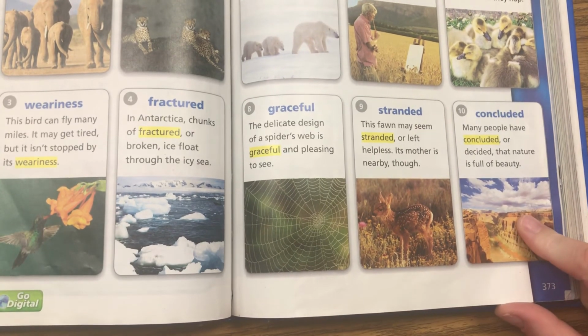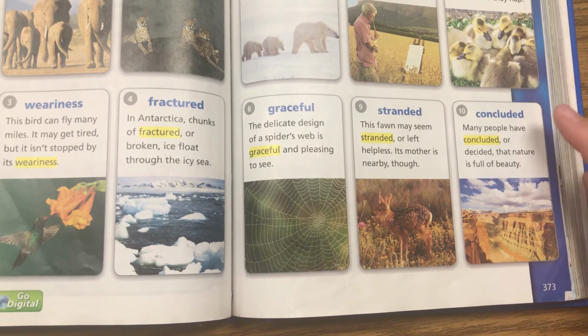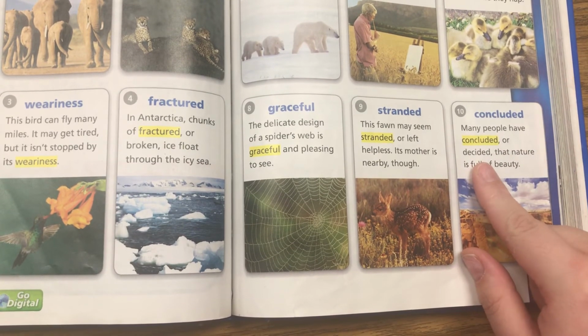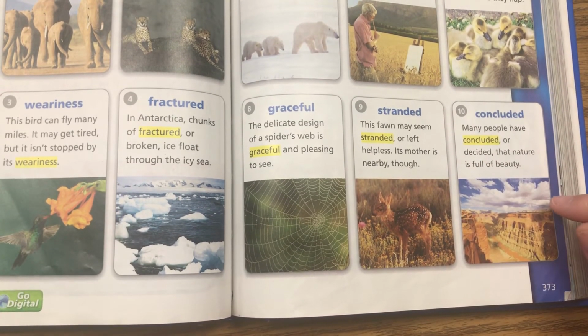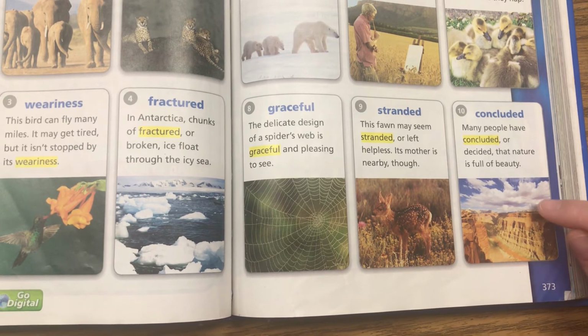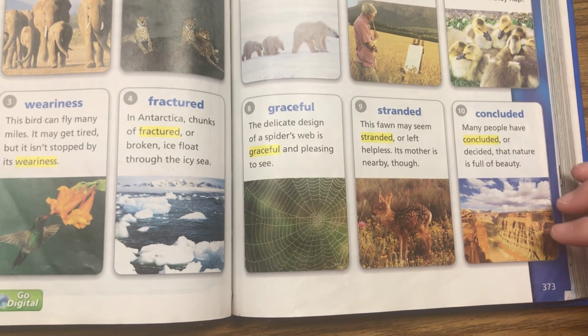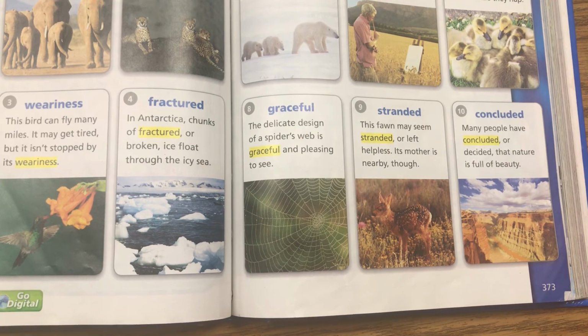And number 10 is concluded. Many people have concluded or decided that nature is full of beauty. So if a person concluded something, he or she has made a decision or formed an opinion. So in this situation, they have formed the opinion and decided that nature is beautiful.